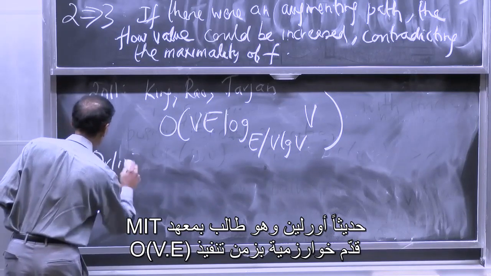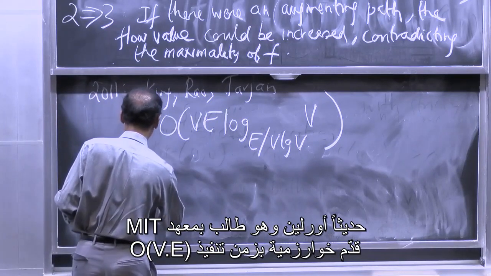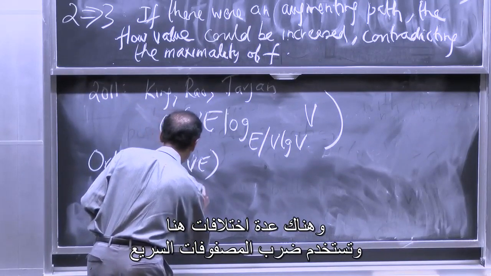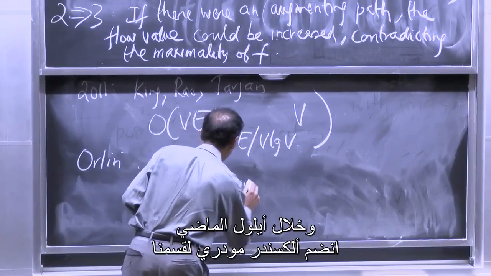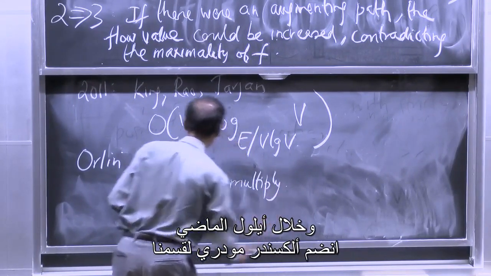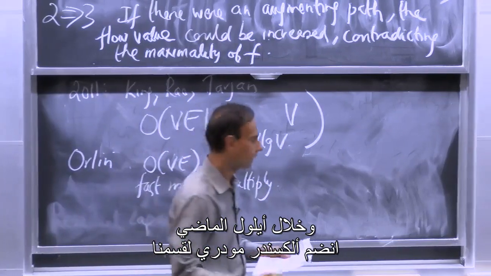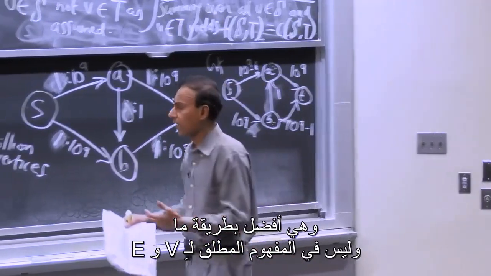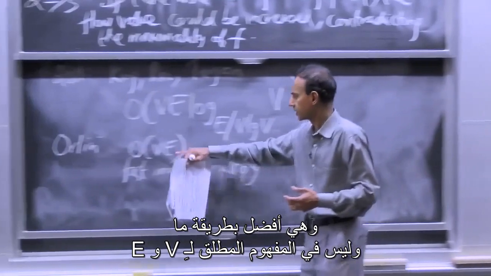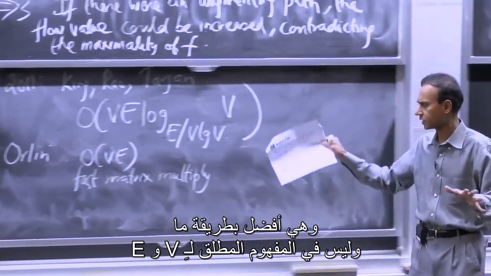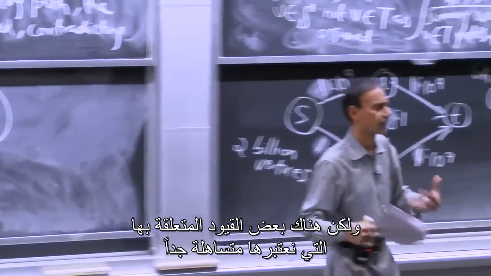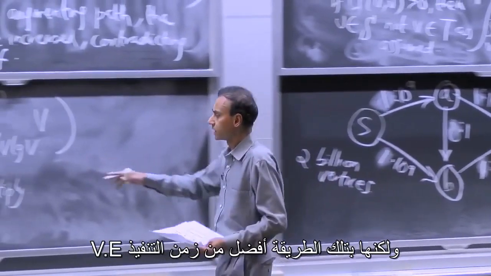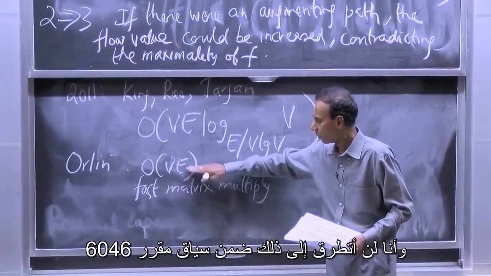Very recently, Orlin, who's at MIT, came up with an order VE algorithm, and there are many variants here that use fast matrix multiply. And then just this past September, Alexander Madry joined our department, and he has a variant algorithm that is better in some sense, not in the pure sense of V and E, but there's a couple of constraints associated with it that are very mild, but it's in that sense better than order VE, and I won't get to that.